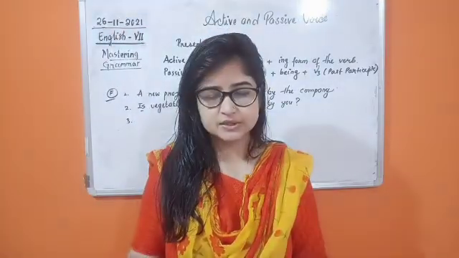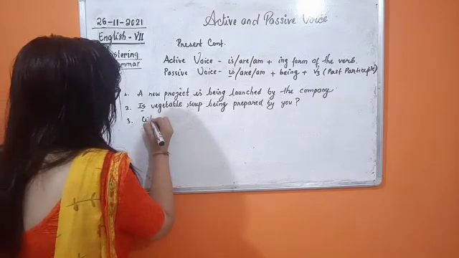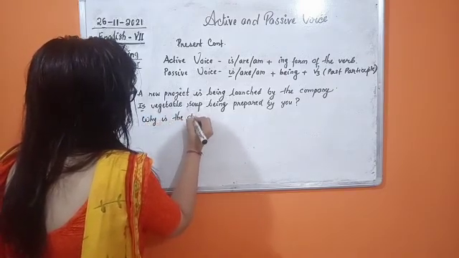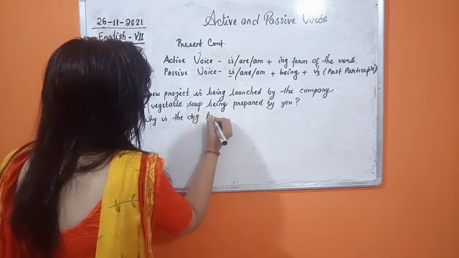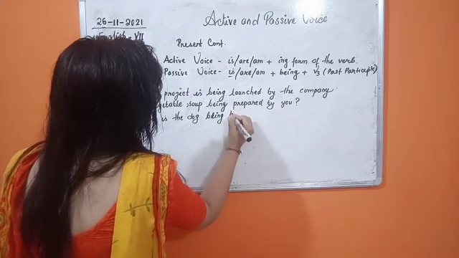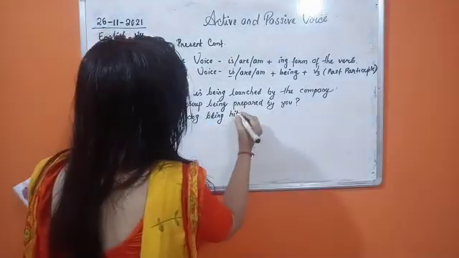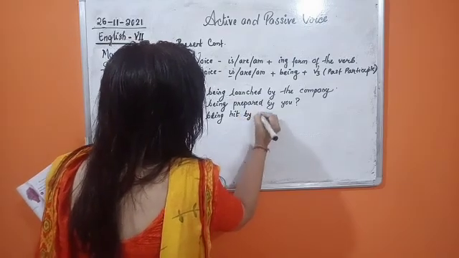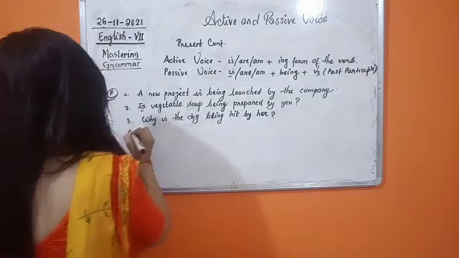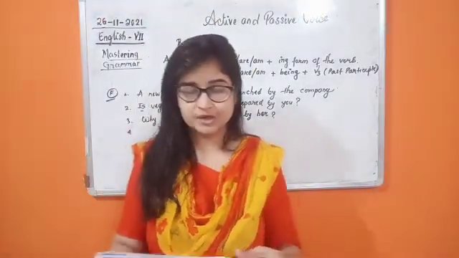Now number 3. Why is she hitting the dog? Okay. Now, why is the dog being hit? Hit did not change in past participle form. Why is the dog being hit by her? She changes into her. Okay. The subject she changes into object her.